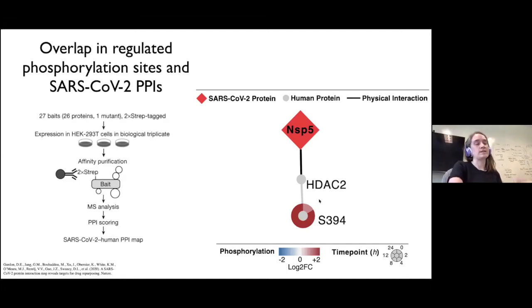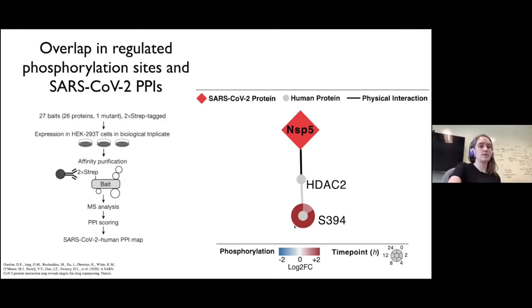And now we can look and say, do we see phosphorylation sites on HDAC2 that are differentially regulated? And indeed, for example, here, we see S394 of HDAC2 to be dramatically increased in phosphorylation almost immediately in the time course of our infection. The time course of infection here is shown around the circle.